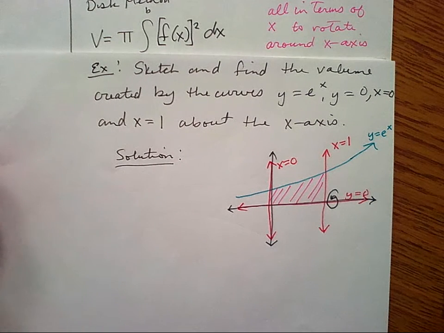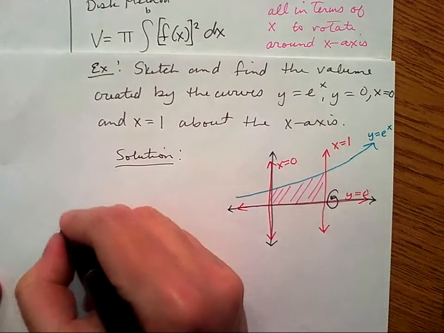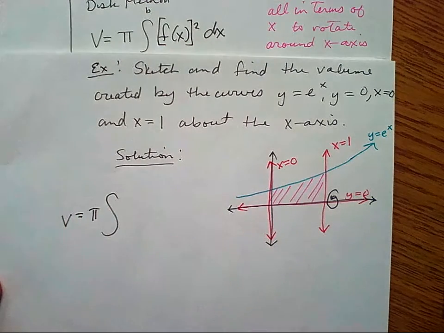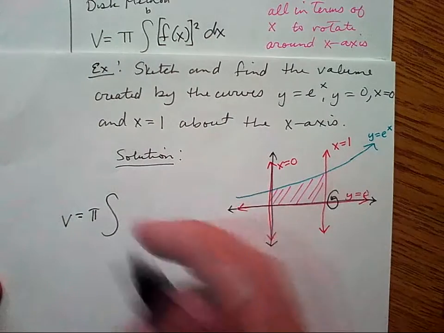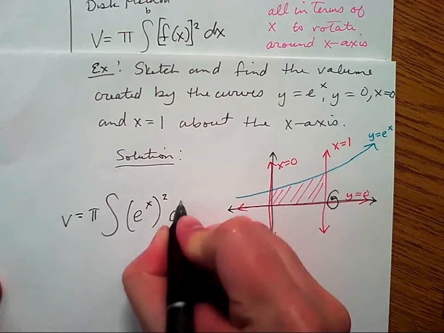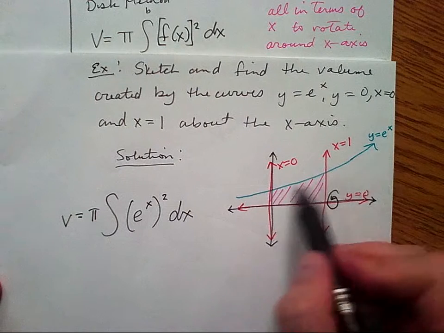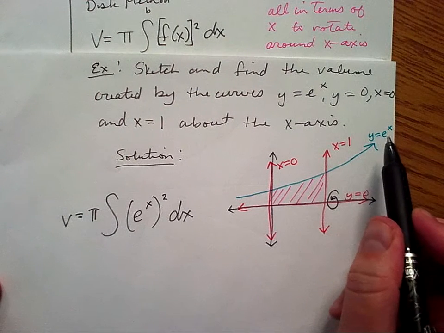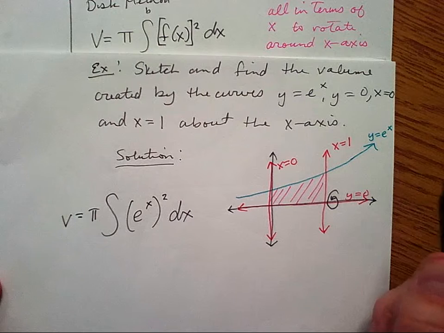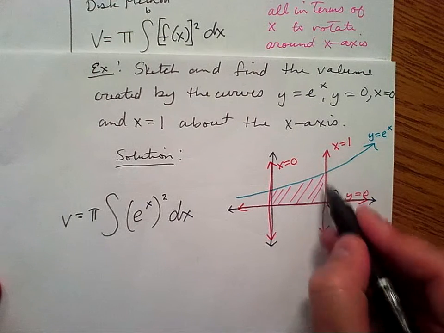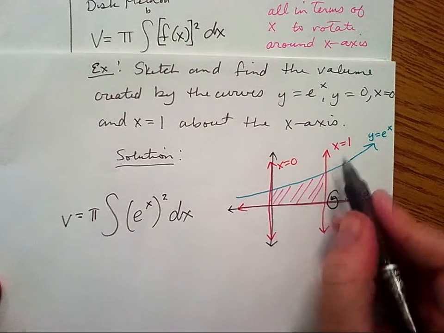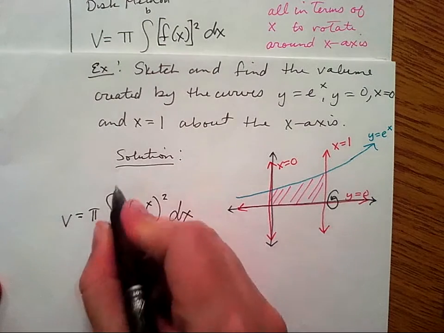Okay, so let's come up with the formula. Volume equals pi times f of x, here's my function, is e to the x, squared dx, right? That's my function. What are my bounds? I need x values, right? 0 to 1. Yep, because that's my x value for where I'm rotating it, right? Okay, so from 0 to 1.